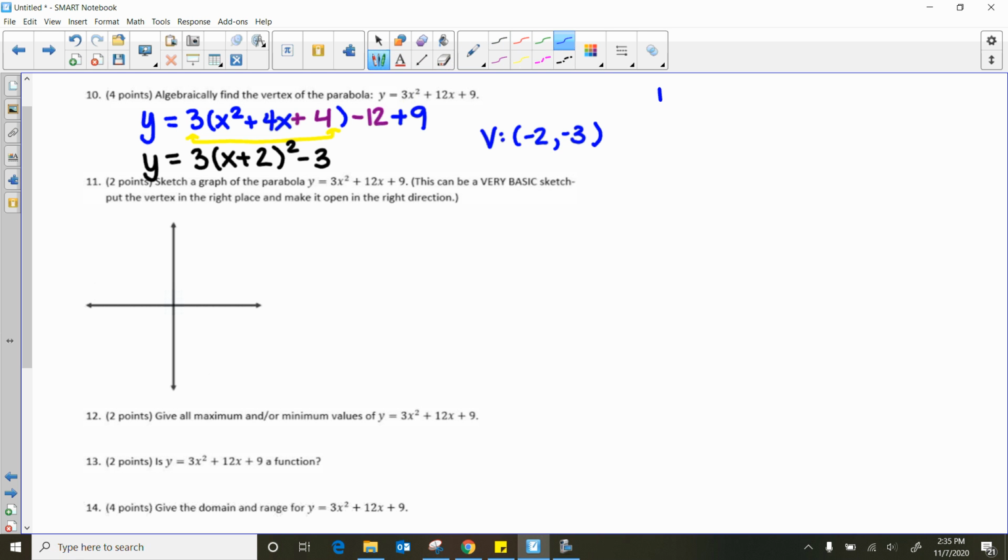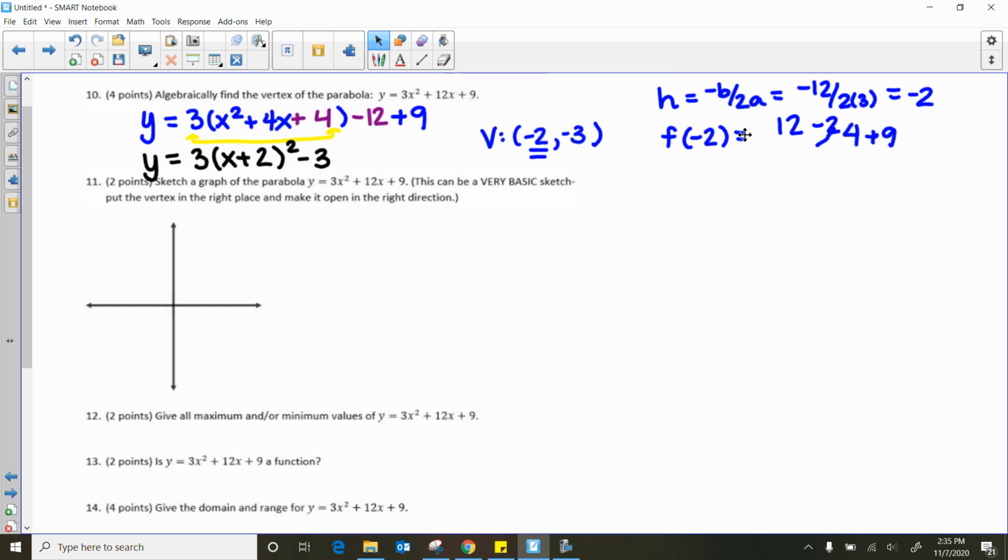The other option is we know that h is negative b over 2a, which is negative 12 over 2 times 3. Negative 12 over 6 is negative 2. There's the x-coordinate of my vertex. Once I know what x is, all I have to do is plug it in to figure out what the y-coordinate is. So 4 times 3 is 12, minus 24, plus 9. And we get negative 3 out of that.